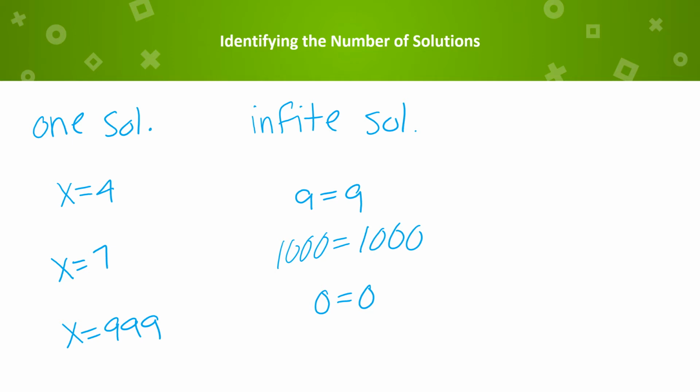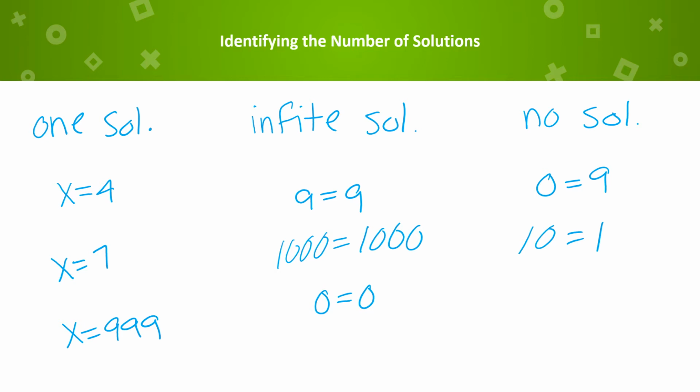The last possible scenario is no solutions. So nothing that you plug into the equation will ever work. And this is if you get a false statement. So in this case, like 0 equals 9, 10 equals 1, something like that, where you have two things that the equation says are equal, but they're actually not equal to each other. 0 will never be equal to 9, 10 will never be equal to 1. So that is a false statement, which means that you will never have a solution to the equation.